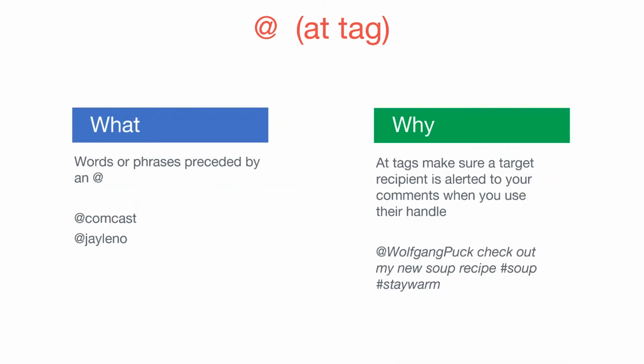Now let's talk about the at tag. So what is it? Words or phrases preceded by an at sign, like at Comcast or at Jay Leno. Why do we use these? At tags make sure that a target recipient is alerted to your comments when you use their handle. So for example, hey, at Wolfgang Puck, check out my new soup recipe. Hashtag soup. Hashtag stay warm.